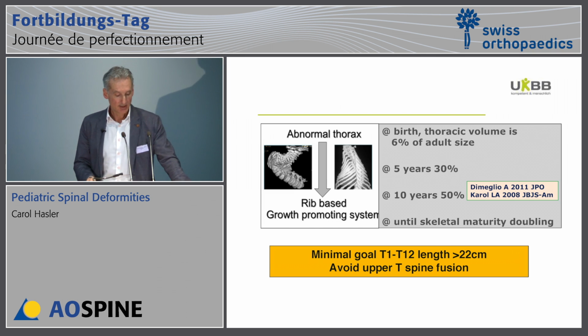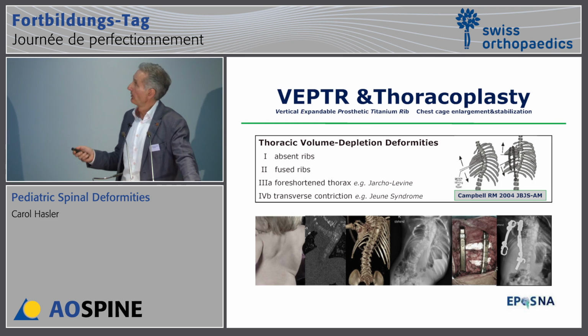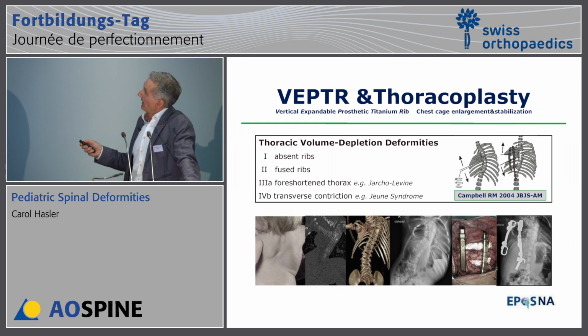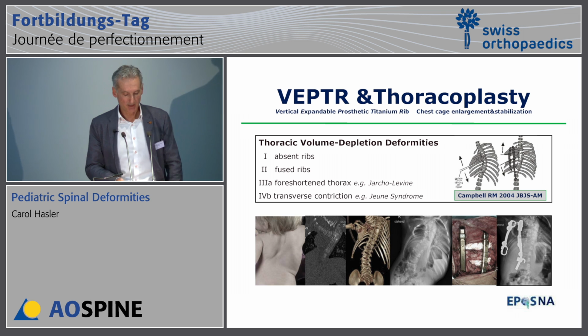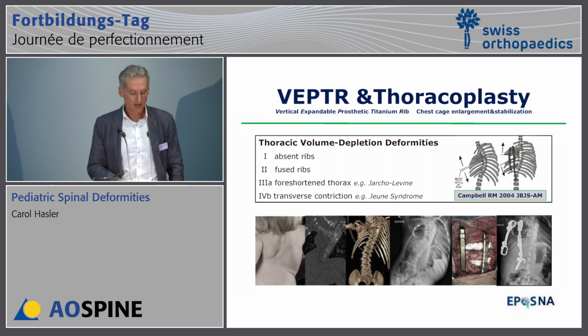And classically, this is done by a Webster procedure. So you osteotomize the ribs, and you put a prosthetic rib in, and you enlarge the thorax, like it was done here. And the pleura usually disrupts because you gain volume, and you can cover it with some Gore-Tex patches. So this is done in thoracic volume depletion deformities if there is an additional thoracic deformity and pathology.